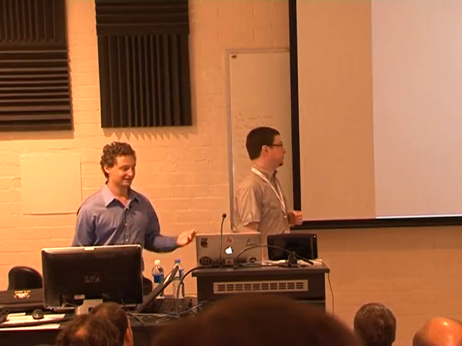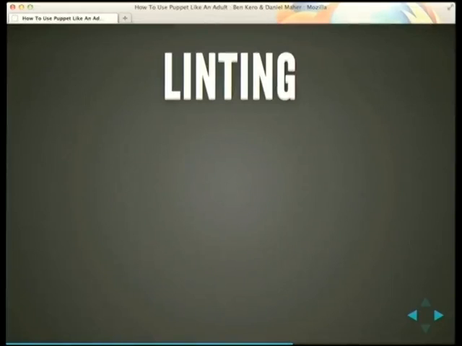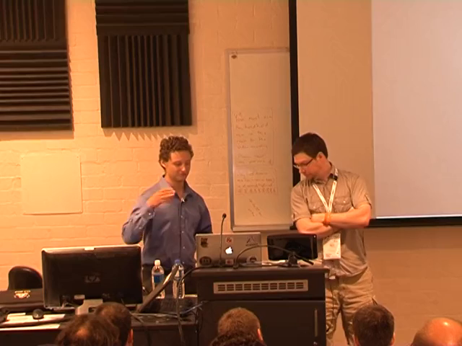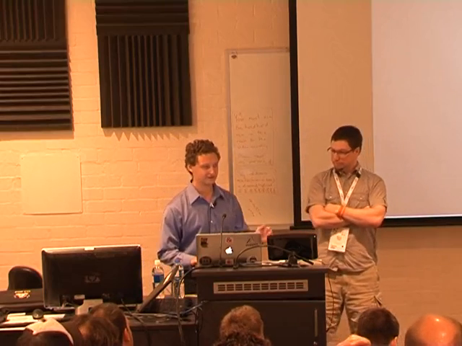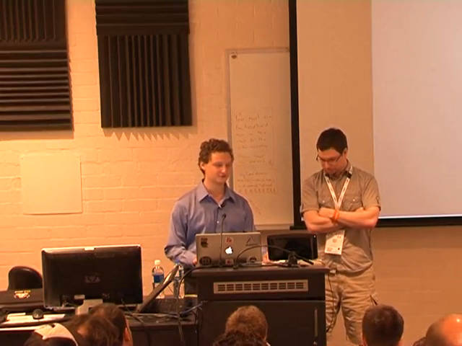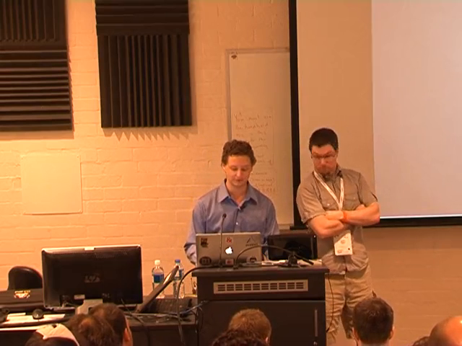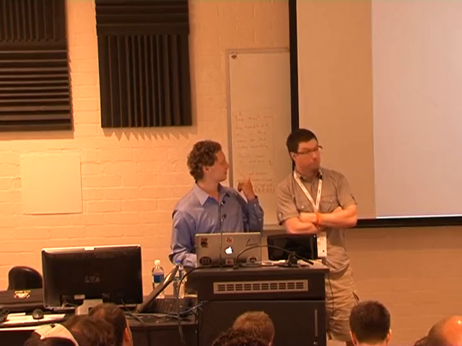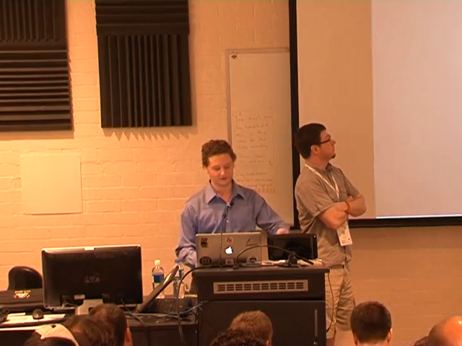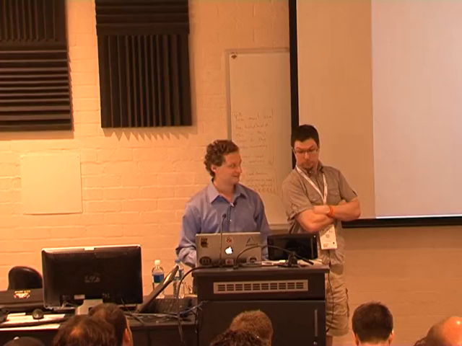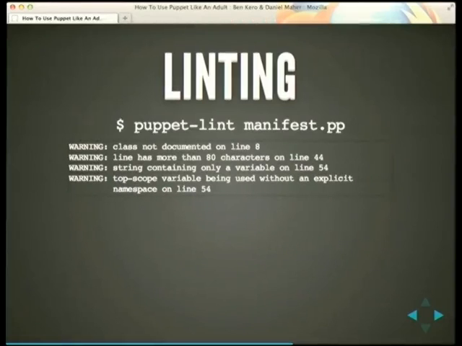The next point is linting. Like I mentioned with the style guide before, linting is a way of making sure that all of your code meets a style guide. It's an external tool. It's not official, but it's really widely used, and it's stable. No one has a problem with it. That's what it looks like: puppet-lint manifest file. Pretty simple. And this is what it's like when your code's bad. Your class isn't documented, your lines are too long, you're not scoping variables correctly, and you're using bad quotes. These are the most common errors that you'll see.